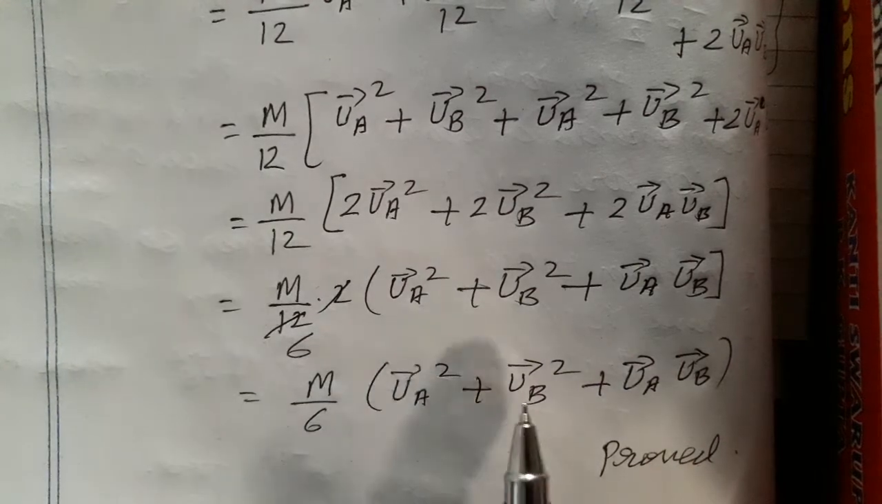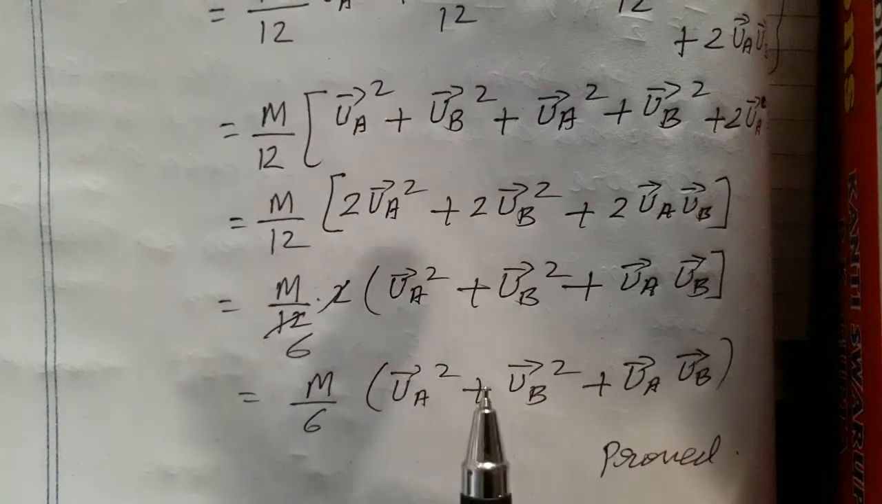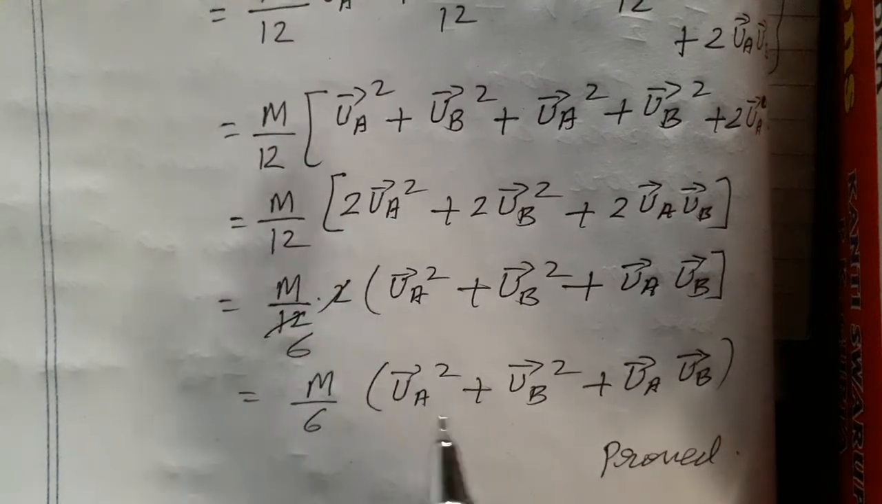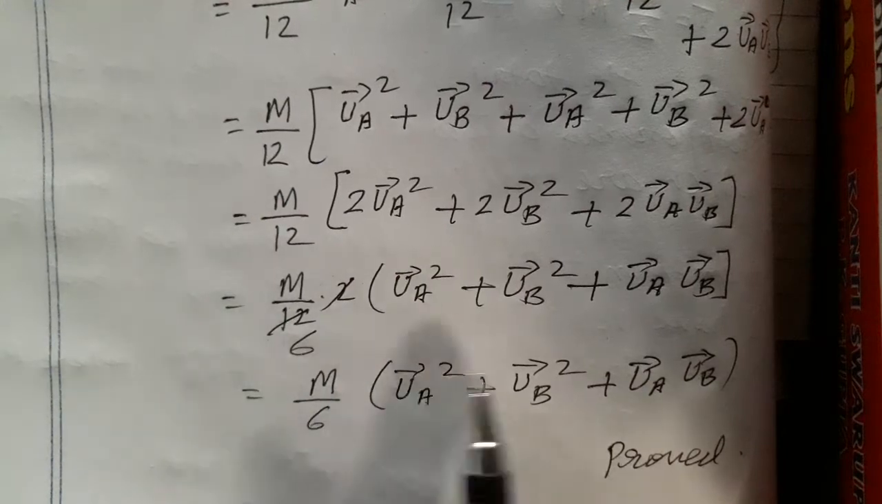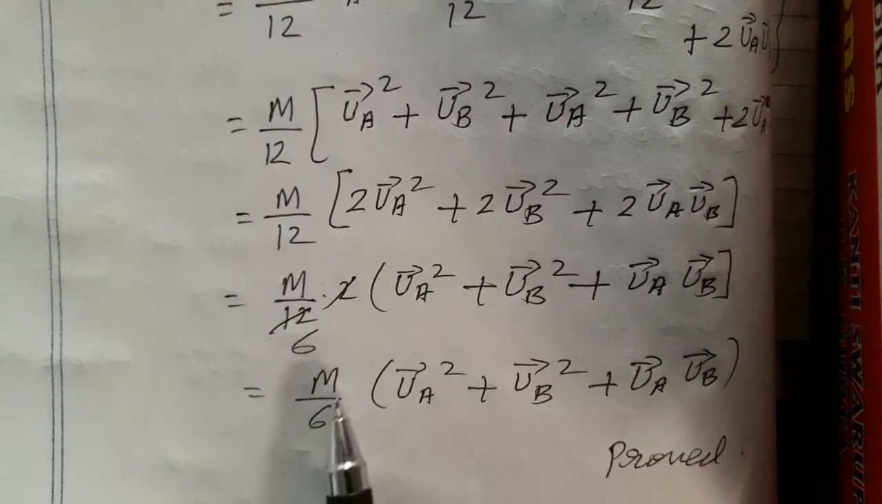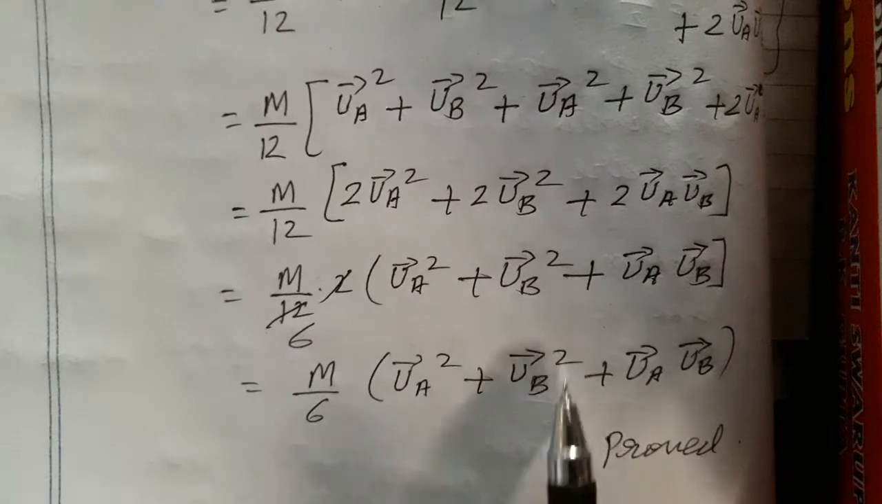Since we get this for the three particles, the kinetic energy of the rod will also be this. So we have got the kinetic energy of the rod to be m by 6 (UA square plus UB square plus UA UB).